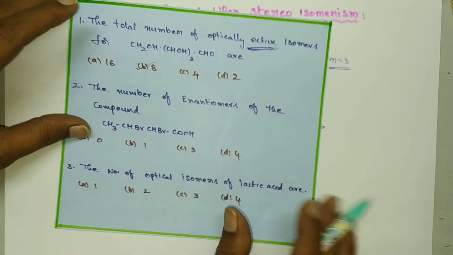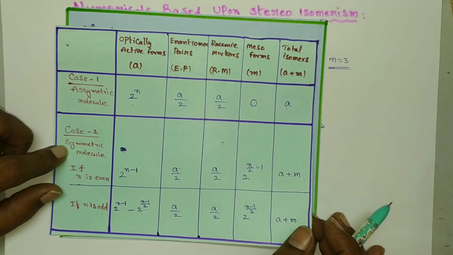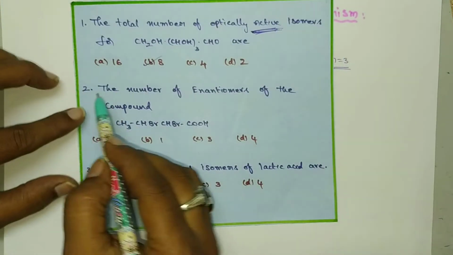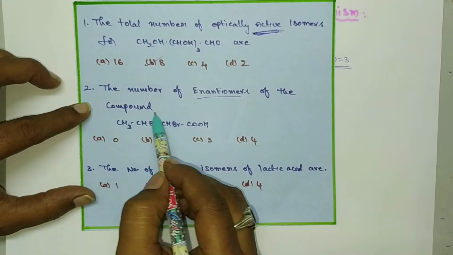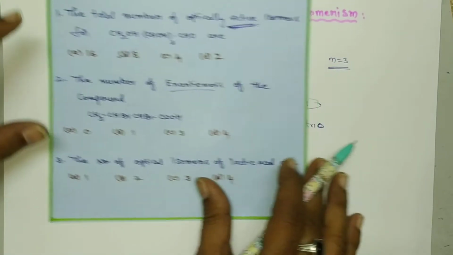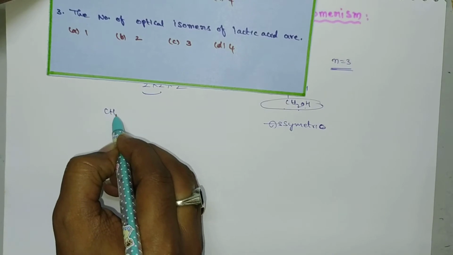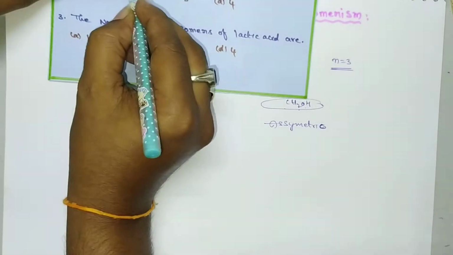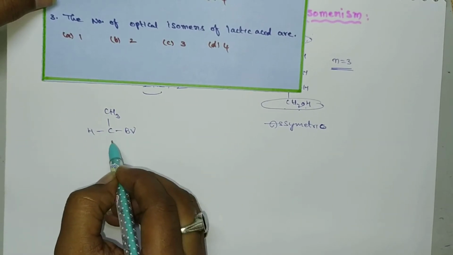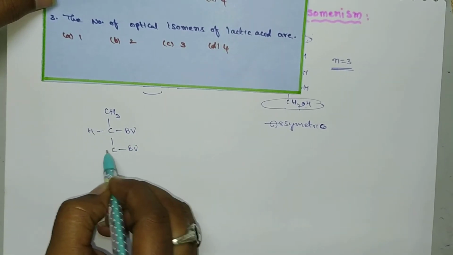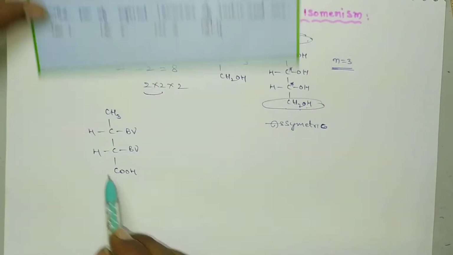Okay, easy. In this way we can easily calculate by knowing this trick. Let us go for the second one. The question is the number of enantiomers of the given compound. Here the given compound is CH3 CHBr, and again CHBr and COOH. So this molecule can be written like this.